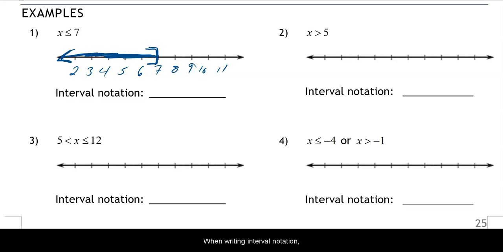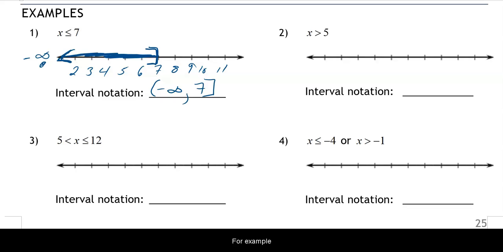When writing interval notation, our graph is very helpful. Okay, so we have our starting point over here in our smaller numbers. This is our infinity. In this case, it is negative infinity. So we'll start with a parenthesis, negative infinity, comma, 7, and end with our bracket.